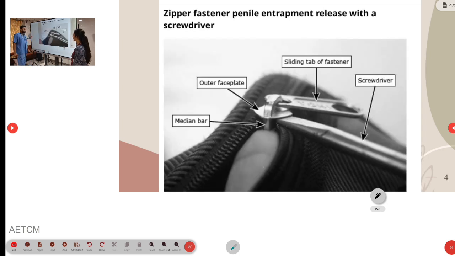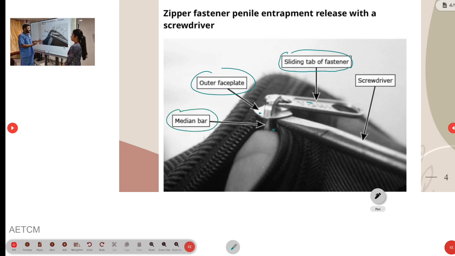The zipper basically contains a sliding tab or sliding piece, which is used as a hand grip. This part is the sliding tab of the fastener, and we have two plates: this one is the outer face plate, and the deeper one is the inner face plate. Both are united at the center by the median bar, which holds them together. The median bar is what we use mainly to remove or release the zipper, so we should know that part also.